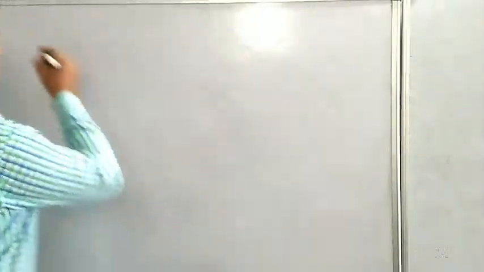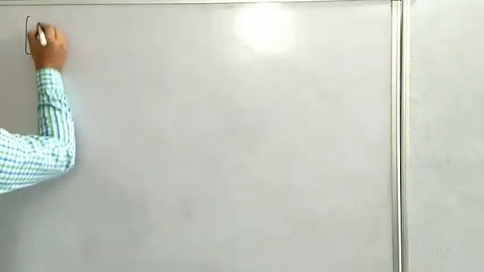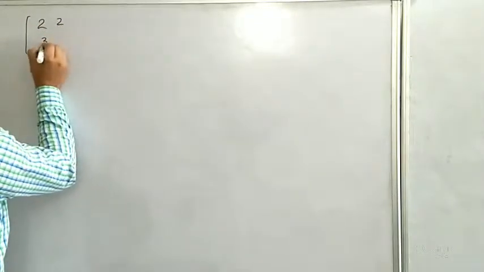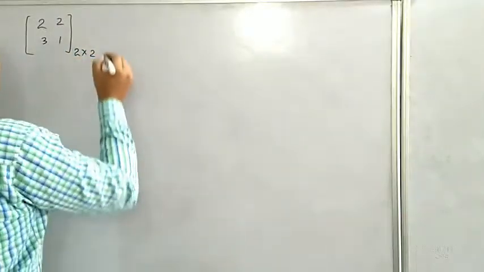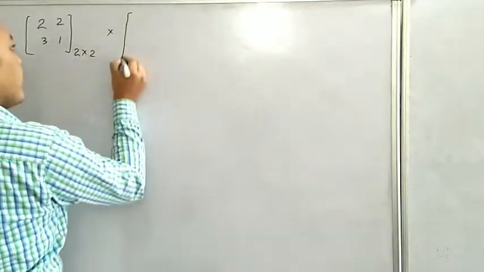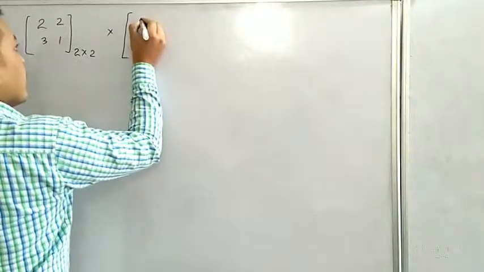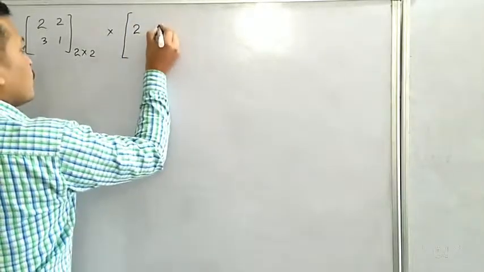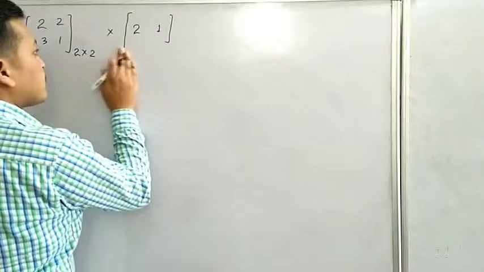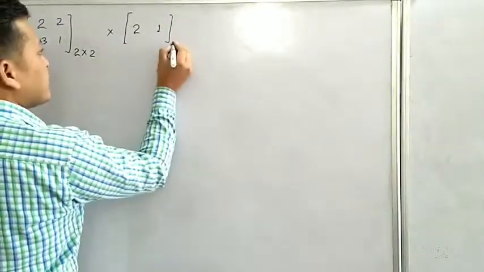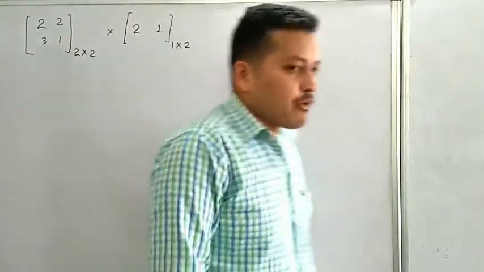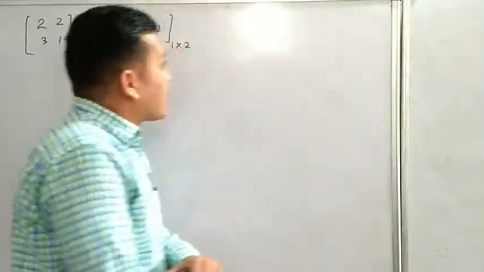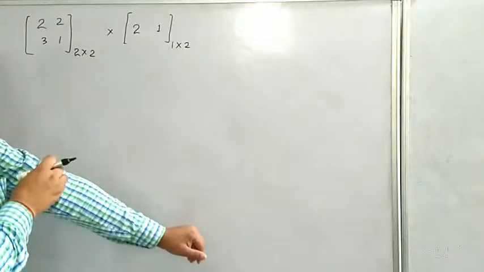For example, if A is equal to [2 2; 3 1], the order of this matrix is 2 cross 2, and it is multiplied by a second matrix [2 1], and the order of this matrix is 1 cross 2. So is it possible to find the product of these matrices? Yes or no? What is the rule behind it?